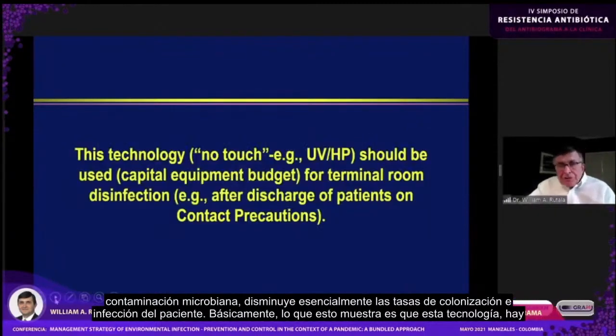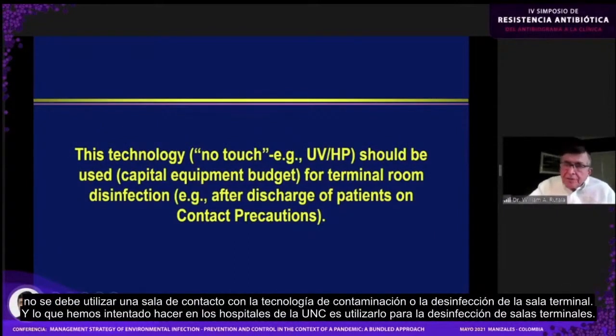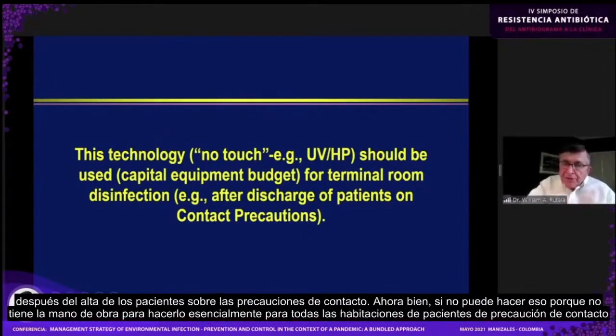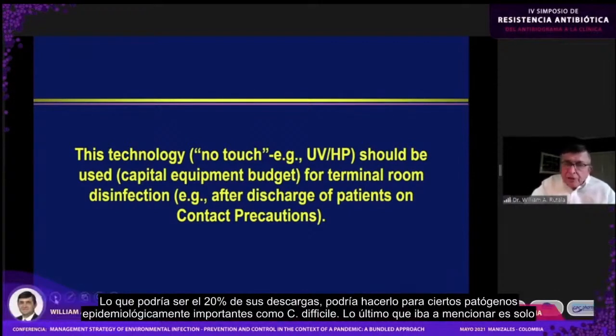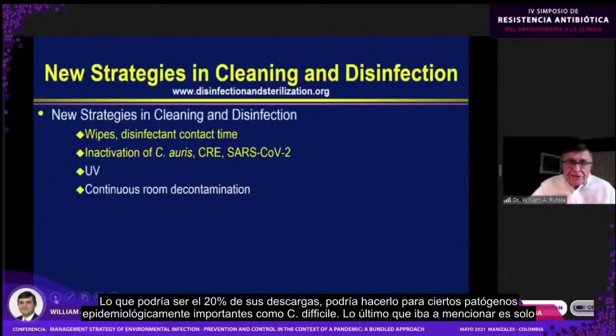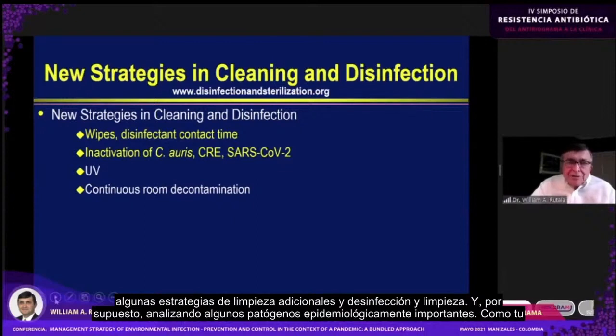So essentially what this shows is that this technology, that is no-touch room decontamination technology, should be used for terminal room disinfection. And what we have tried to do at UNC hospitals is to use it for terminal room disinfection after discharge of patients on contact precautions. Now, if you can't do that because you don't have the manpower to do it for all contact precaution patient rooms, which might be 20% of your discharges, you could do it for certain epidemiologically important pathogens such as C. difficile.